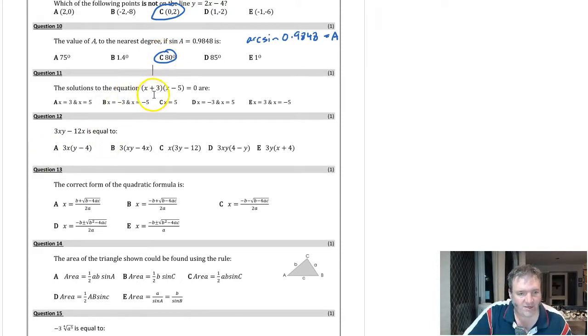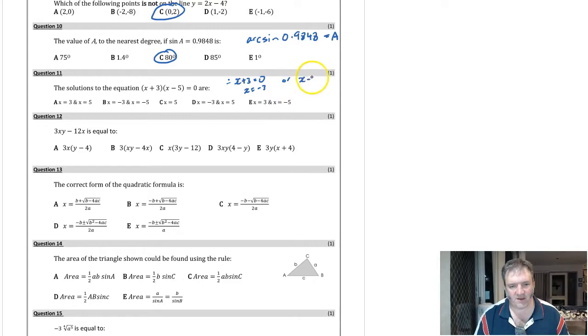Solutions to the equation x plus 3 multiplied by x minus 5 equals 0 are. So this is our null factor law. If you have two things being multiplied equals 0, one of them has to be 0. So either x plus 3 equals 0, which would mean x equals negative 3, or of course x take 5 equals 0, x equals 5. So negative 3 and 5 are the numbers we're looking for. That looks like answer D to me.